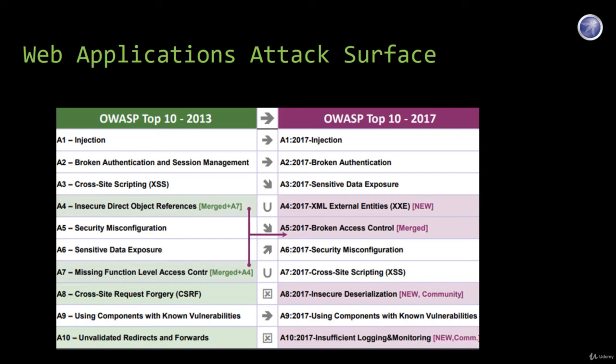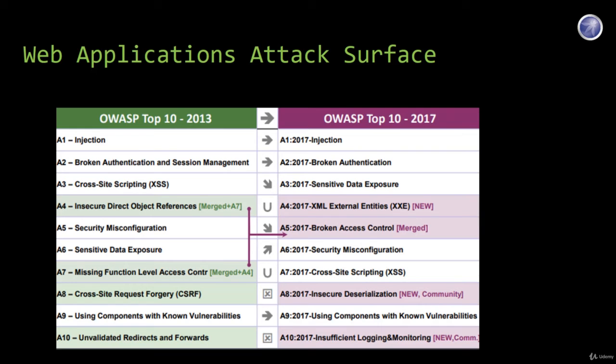XML external entities attack is a type of injection attack, and it happens when the application takes XML input and parses it. The attack occurs when the XML input contains a reference to an external entity that is processed by a weak XML parser. So this attack can lead to different leakages such as disclosure of information, denial of service, and server-side request forgery.